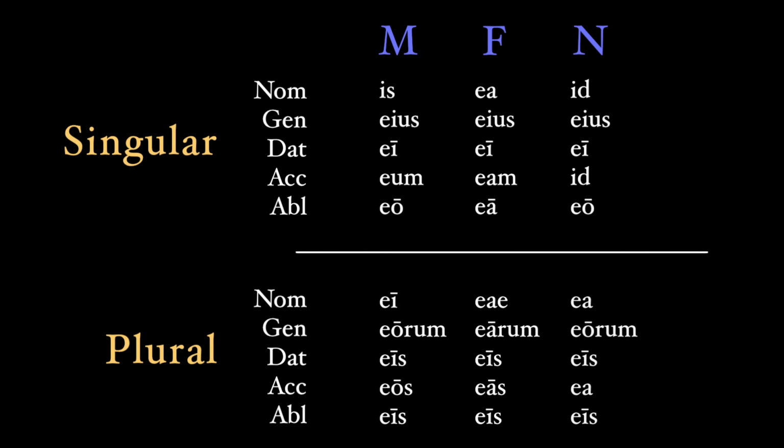And there you go. Is, ea, id in all of its magnificence. In some prose authors like Caesar and Cicero, this is one of the most common words, sometimes even the most common noun or adjective. It might not be poetic, but it's very functional and very important.